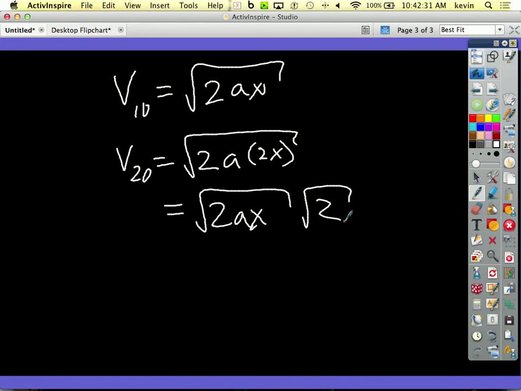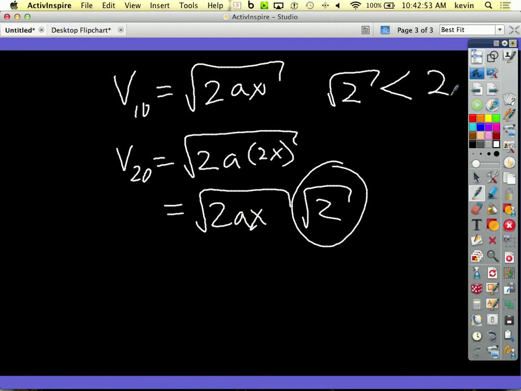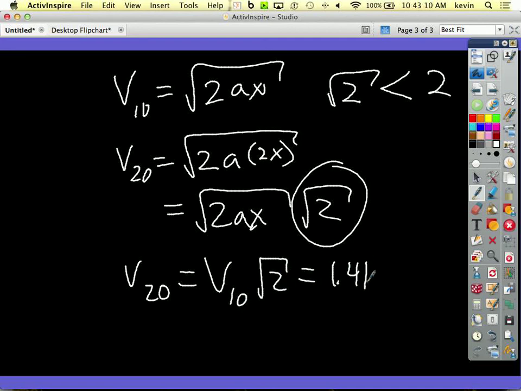Okay, in case you haven't noticed, I do that a lot. Like I say, are you with me? Do you understand? If you don't, please say so. And then, because of this, what do I know about this? I know that the square root of 2 is less than 2. So it's got to be less. You see it? So V20 is equal to V10 times the square root of 2, which is 1.414 and so on, times V10.